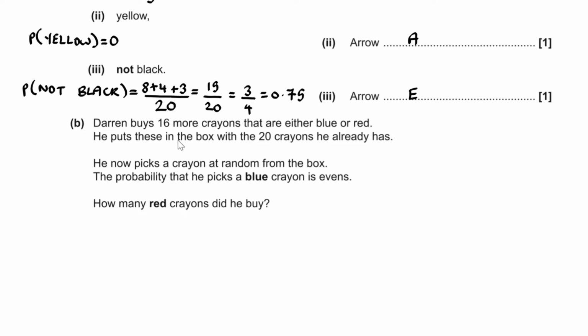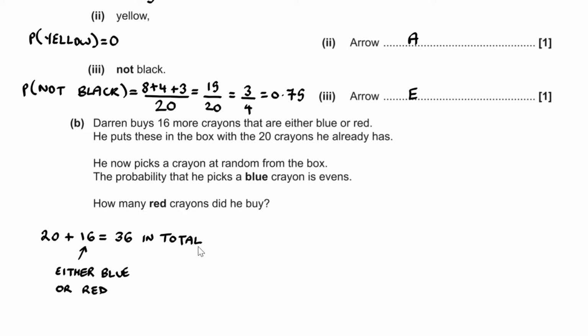Now, what's happening here is we've got 20 crayons already, and we're adding on 16 which are either blue or red. So it turns out here that we get 20 plus 16, which is 36. Now, this tells us we've got 36 in total now.